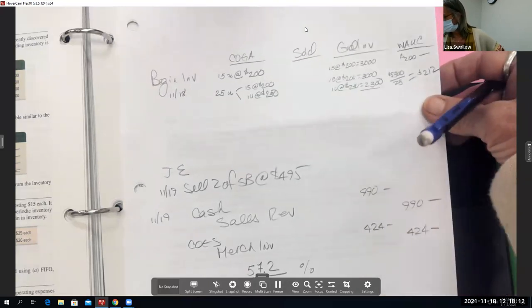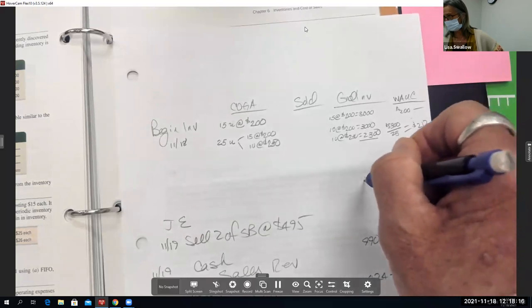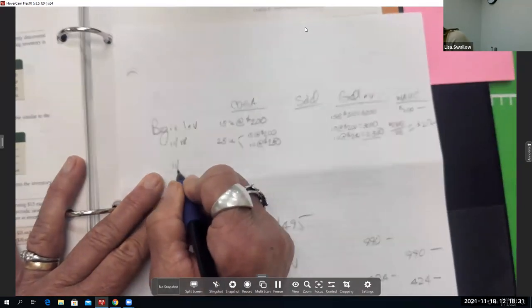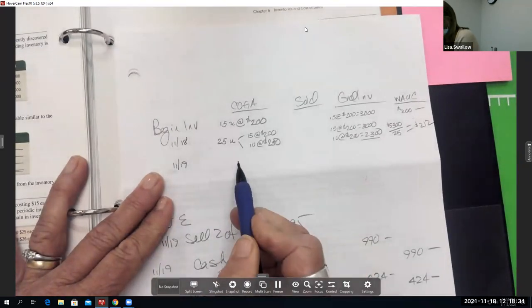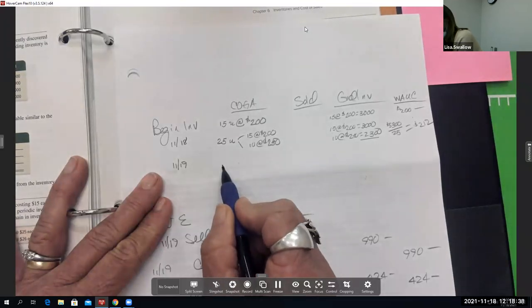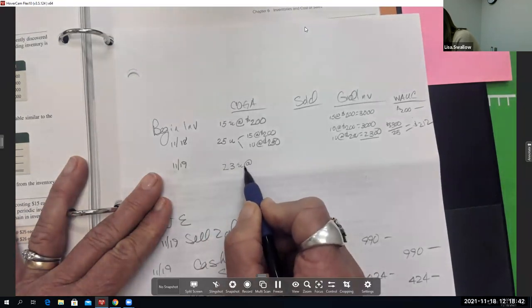Last thing, fill in the sale up here and tell me what's an ending inventory. I've got my COGS number, right? Now I need to know what's on my balance sheet via ending inventory after I sold those two units. What do I have available? 23. At how much each? Very good.